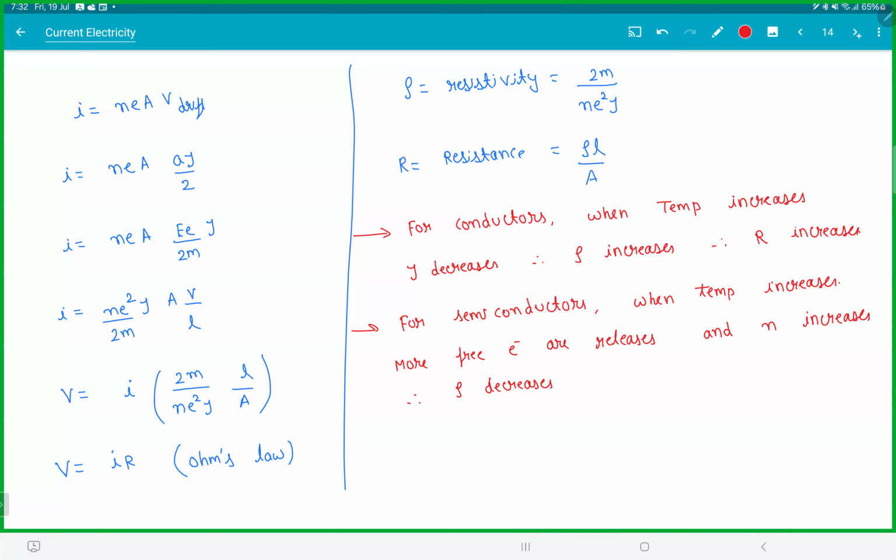Remember which chapter? Some property increases, some property decreases for something. Then what do you mean by more free electrons are released? What was this n? Number of electrons per unit volume, right? Yeah, right. In a conductor, you have a lot of free electrons. In a semiconductor, you have fewer free electrons. What are free electrons? Electrons which can come out of the atom and roam around, isn't it?